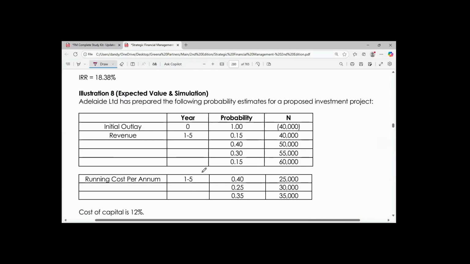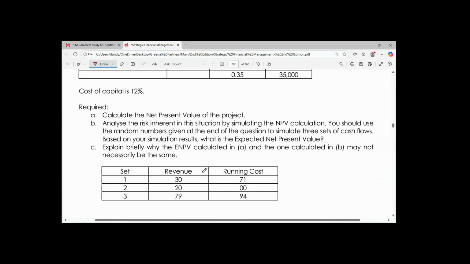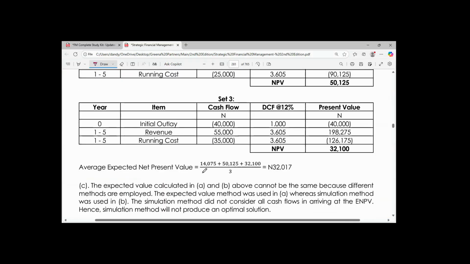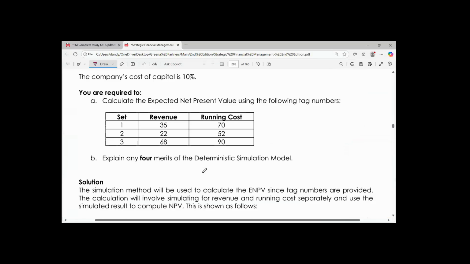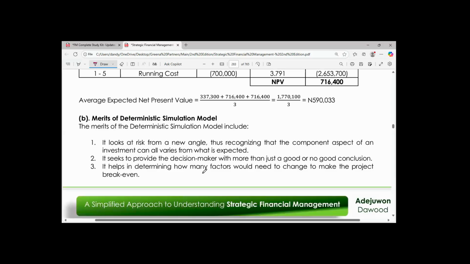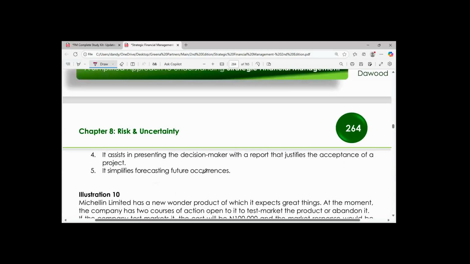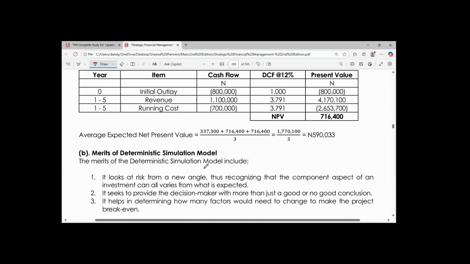Yes. This is another question on simulation. Let me see. Okay, this is the one we just solved. Okay. Let me just.